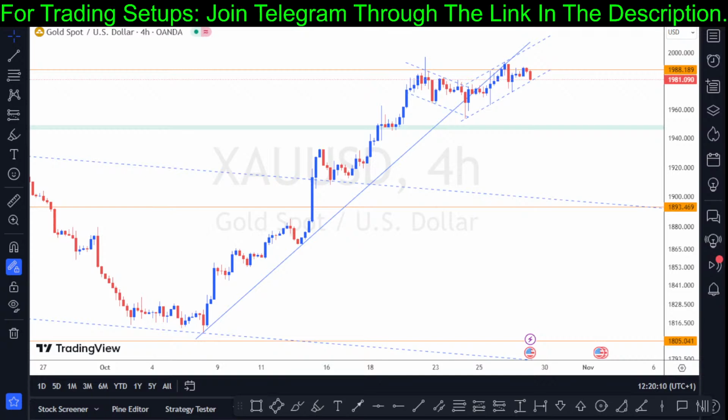The financial market is a medium of transferring wealth from the impatient traders to the patient traders. So if you really want to make money in trading, you have to learn how to exercise patience. You don't necessarily need to trade all the time.